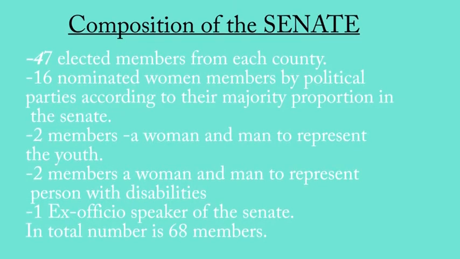It's made up of 47 elected members from each county, nominated women members by political parties according to their majority proportion in the Senate. Then 2 members, a woman and a man, to represent the youth. Then 2 members, a woman and a man, to represent persons with disabilities. Then 1 ex-officio member, the Speaker. In total, 68 members, the Speaker inclusive.